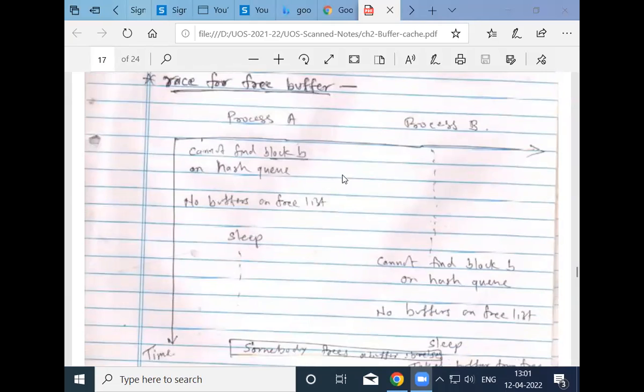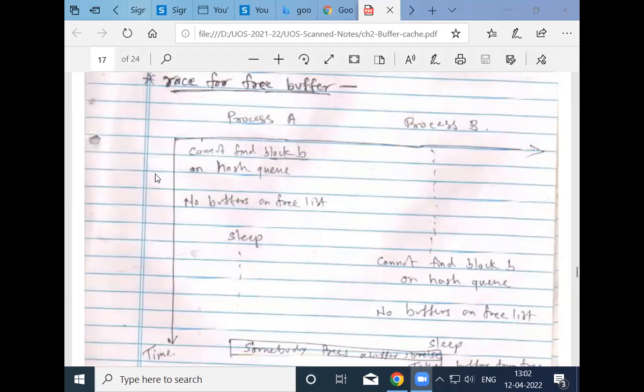Now see here, two processes are shown, process A and process B. Process A is trying to find block B, which according to our example is block number 18. Process A goes to search for block number 18 on the hash queue, but is unable to get it. That's why it goes to the free list, but there are no buffers on the free list. So process A goes to the sleeping state, that is, the waiting state.